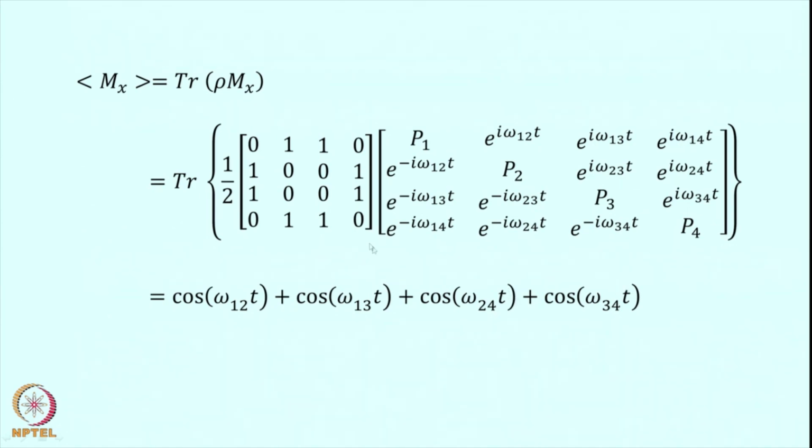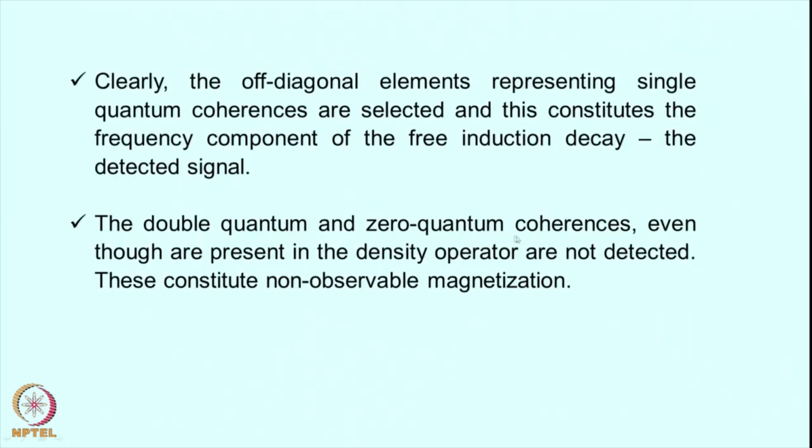Right, that is interesting. Therefore, when you measure the Mx, you are only measuring the single quantum coherences, because that is what is a measurable magnetization. So the populations are not measurable magnetization, because the Mx is the magnetization in the transverse plane. This is the x component of the magnetization, and the populations therefore cannot be contributing to the measurable magnetization. And the interesting thing is the double quantum and the zero quantum coherences, even though they are present in the density operator, are not detected. These constitute non-observable magnetization.